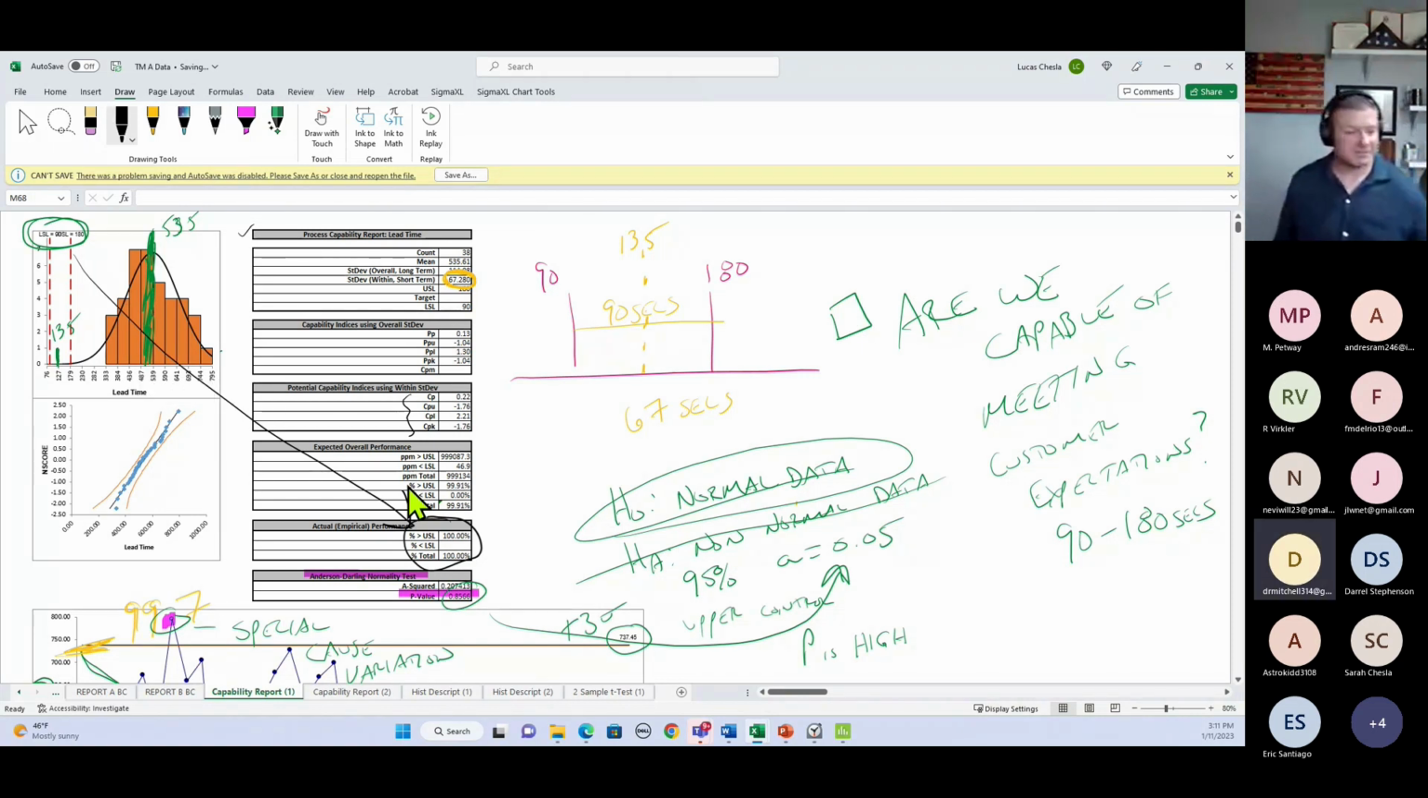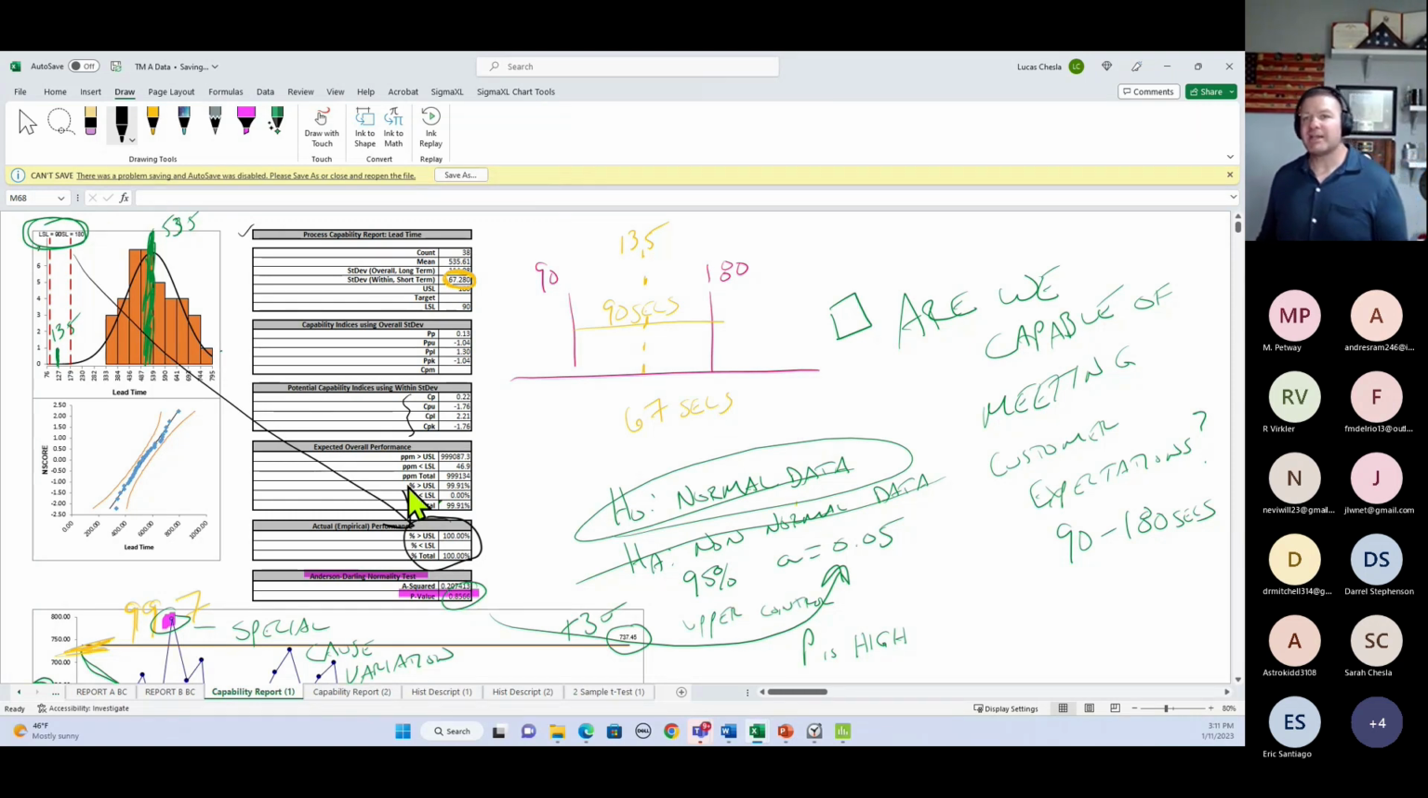Go ahead. For clarification, when you say, are we capable of meeting customer expectations, you mean, are we capable in our current state of meeting customer expectations, right? Yep, we're still in the current state. Yep, in the measure phase, we're answering that for the current state. Great clarifying question. Are we capable in our current state?